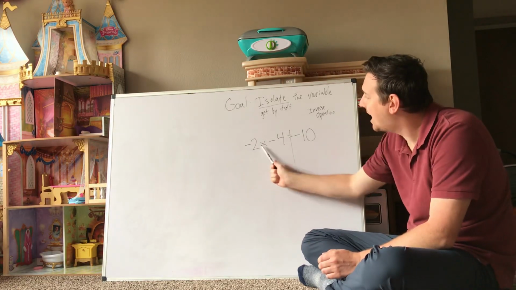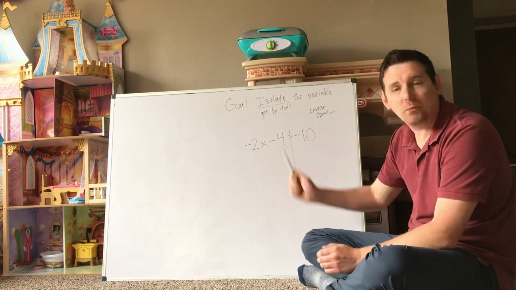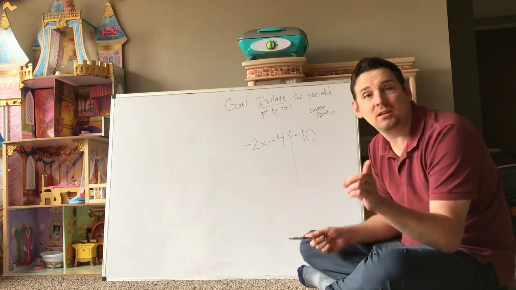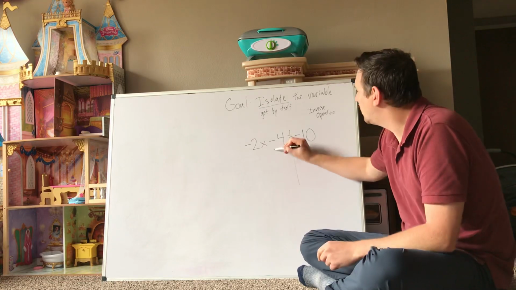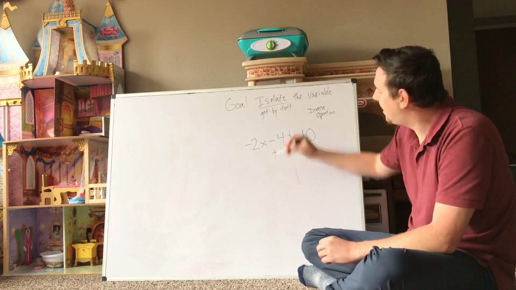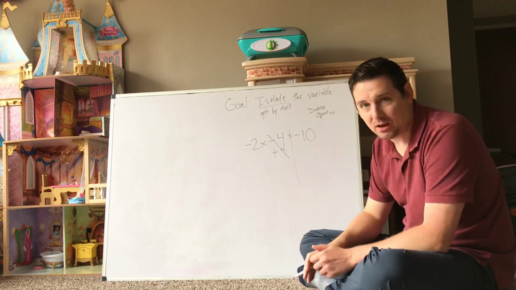That's actually a times problem. So we need to get rid of this minus 4. And what's the opposite of minus 4? Plus 4. Good one. What is minus 4 plus 4? That's a big 0 pair, so we get to cross it out.